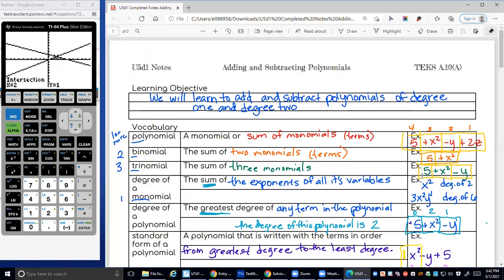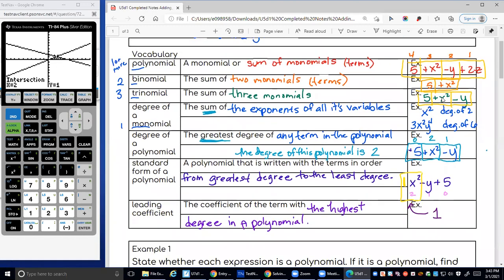All right, welcome. We are on day 2 of adding and subtracting polynomials, and we're going to add and subtract polynomials of degree 1 and degree 2. So what does it mean when we have degree 1 and degree 2?